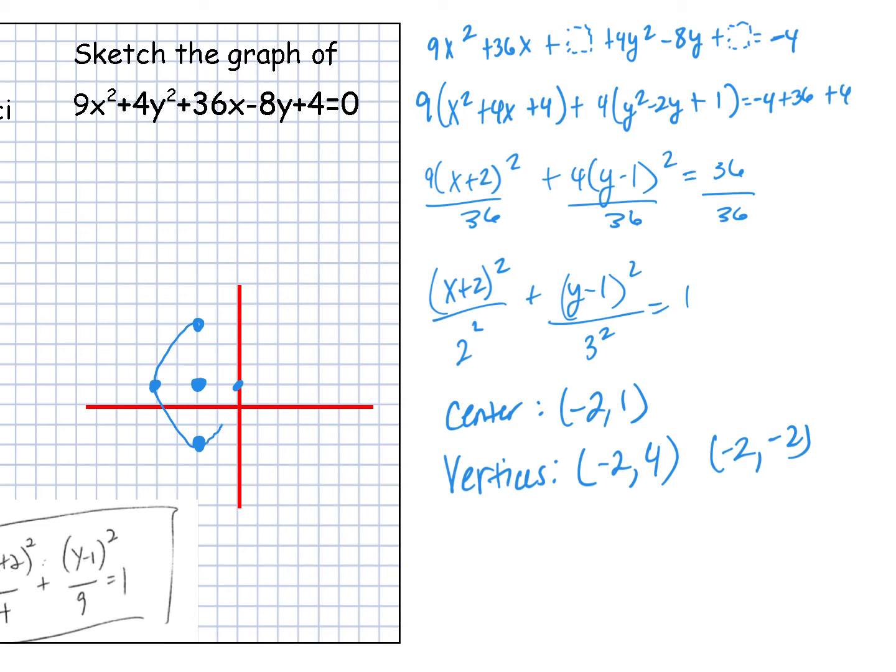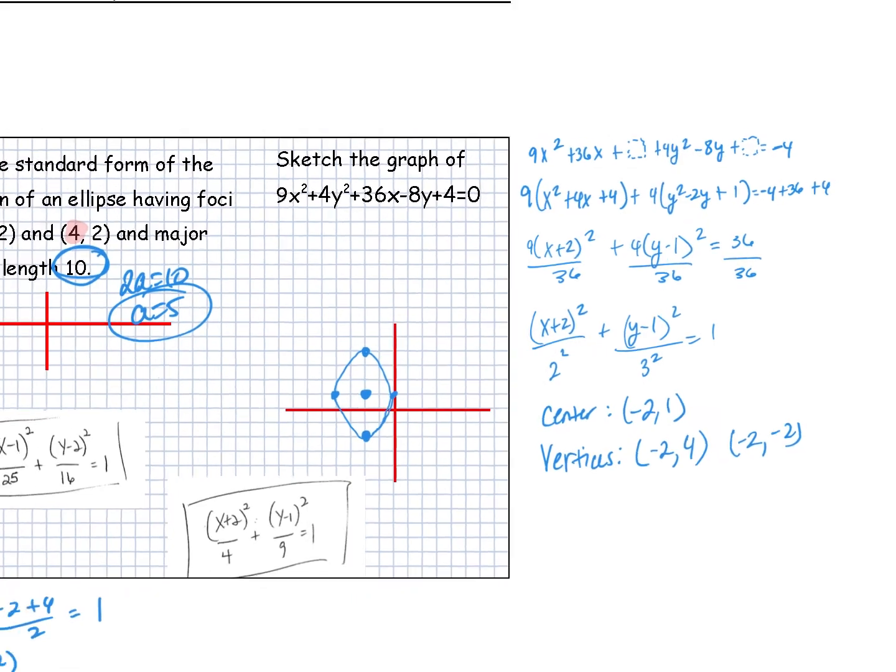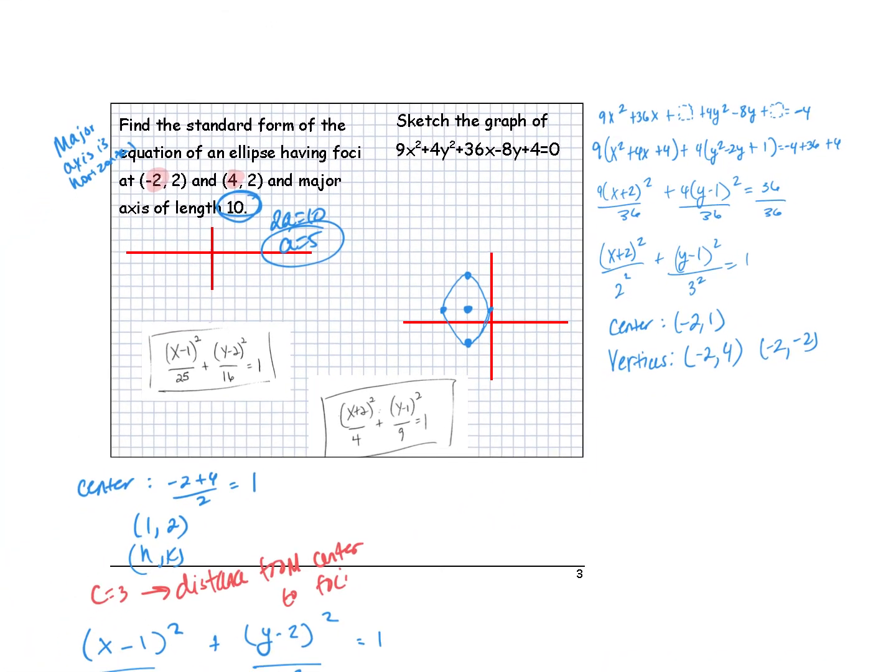The next one, and many of them will say, what are the foci? Right? So then I would take my A and my B, figure out what my C is, and then I could also plot my foci. But this is the graph. It's pretty basic. Questions on those two?